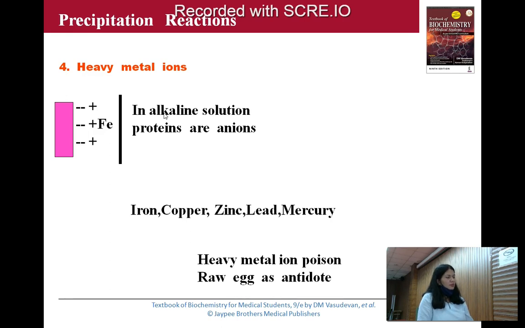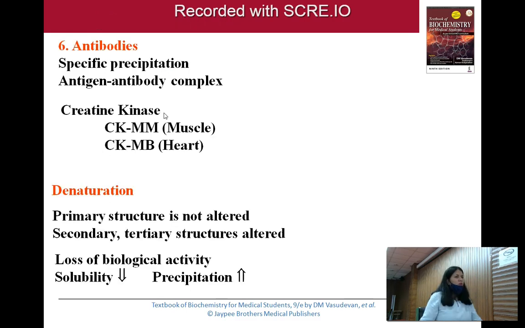So precipitation can be done by various agents. It can be done by salting out, at isoelectric pH, by adding organic solvents, or by adding acidic or alkaline solution. Precipitation can also be done by forming an antigen antibody complex. So these are different methods by which precipitation can be done. This is usually done in ELISA techniques or in the immunoturbidometric method. We are adding an antigen antibody complex and trying to remove the proteins. So they are used in the estimation of creatine kinase or the isoenzymes of creatine kinase.